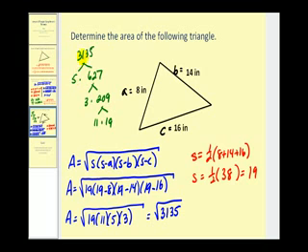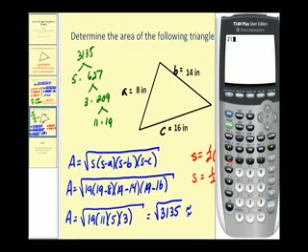Now notice 3,135 does not have any perfect square factors, therefore this does not simplify, so the best we can do here is get a decimal approximation. Let's go ahead and do that. So second, x squared, 3,135. It looks like it's approximately 55.99 square inches.